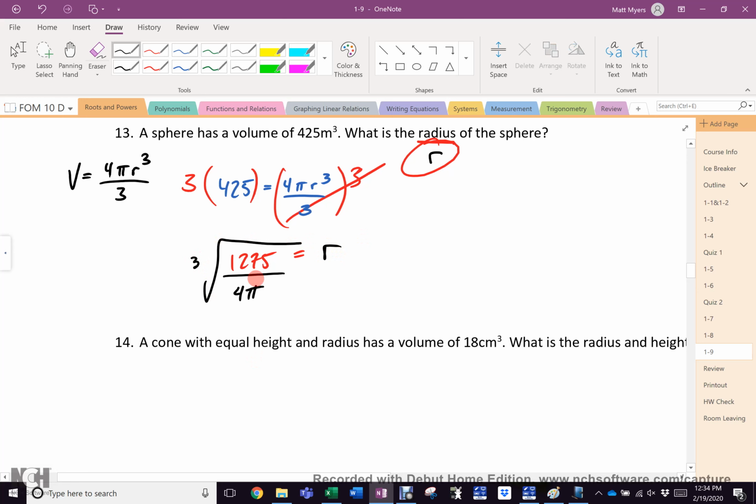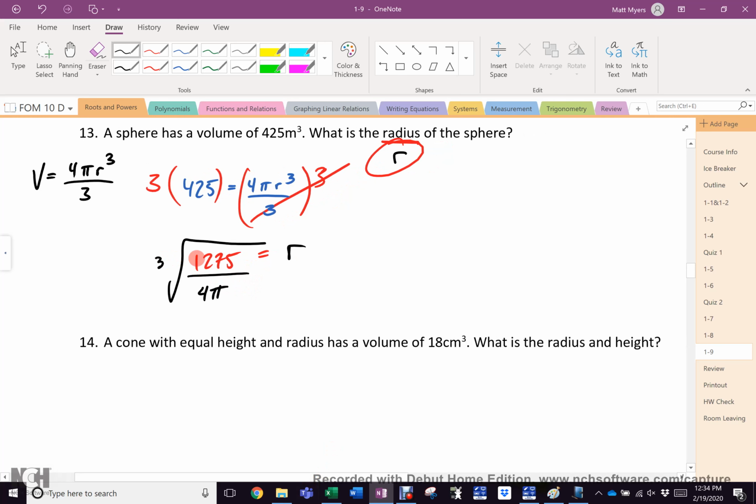And Paige, you're very close to being right, except you probably just punched something into your calculator wrong, because it should be around 1275 divided by 12, 100, cube root of 100. It should be around 6-ish. But there will definitely be a decimal. So the answer is cube root of 1275 over 4 pi. That would be the best answer you could give me, because then you don't have to mess around with your calculator.